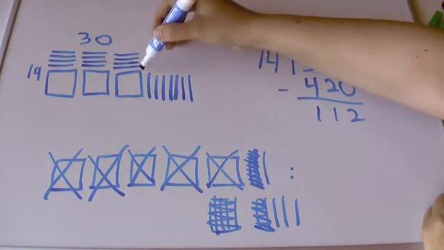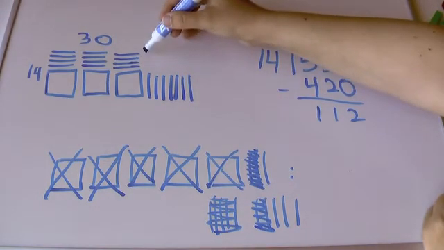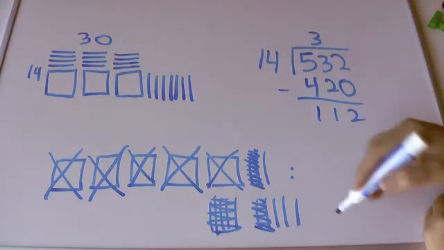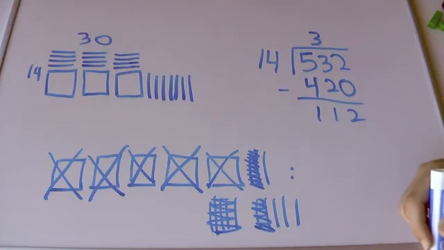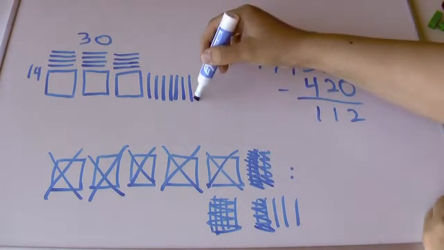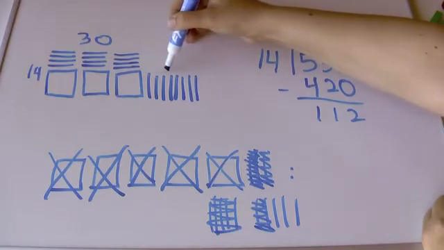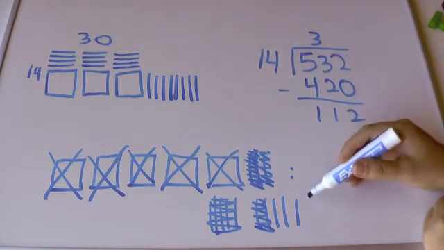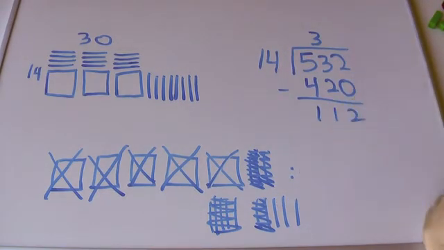So now I have gone across 7 and up 4. So 7 times 4 is 28. Nope, I have more than 28 here. So let's try another one. So now I've gone across 8 and up 4, and that's 32 to fill this in. Do I have 32? Yes, I do. 3 tens, and 2 ones.